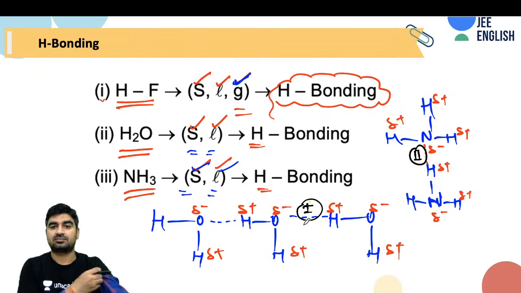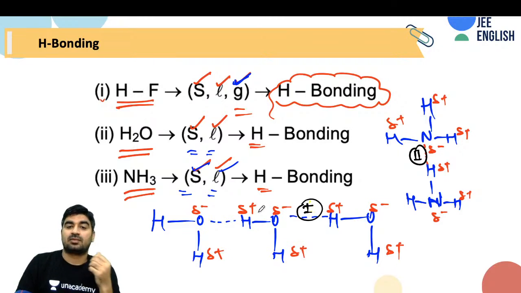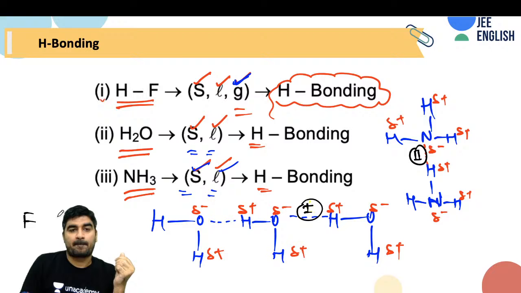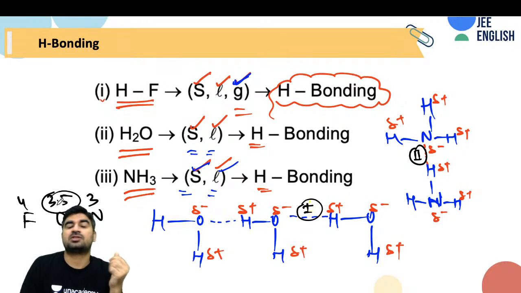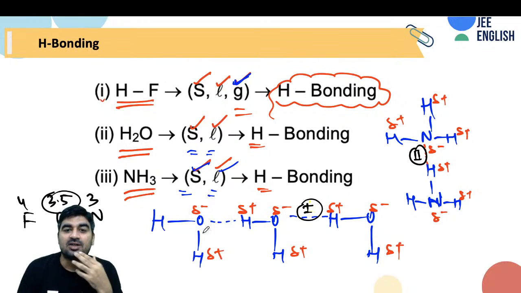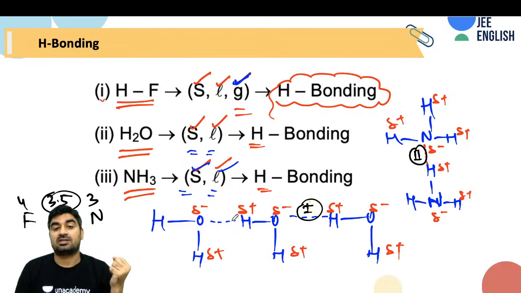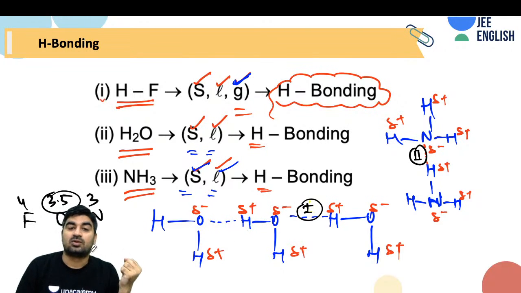Anyone? So again, what is the order of electronegativity? Fluorine, oxygen, nitrogen: 4, 3.5 and 3. So oxygen is more electronegative, so the charge developed here will be more. And if the charge developed is more, one will be stronger than two. And now you know the reason.